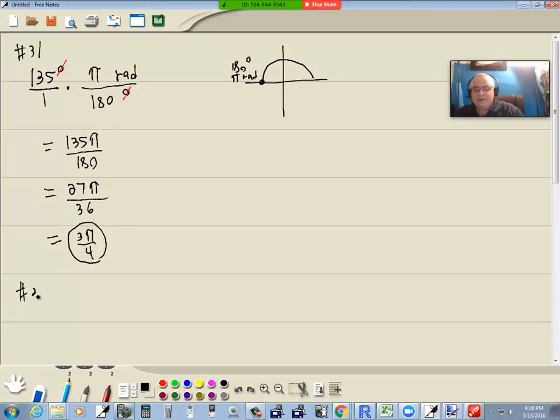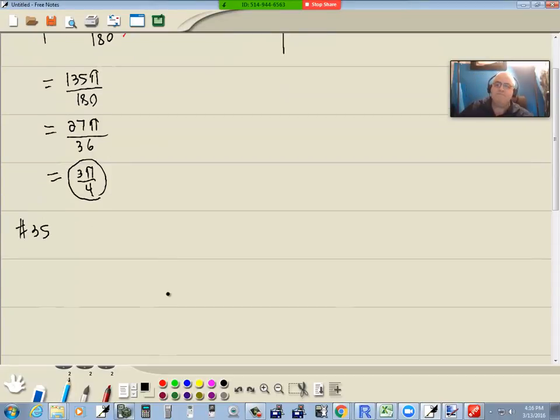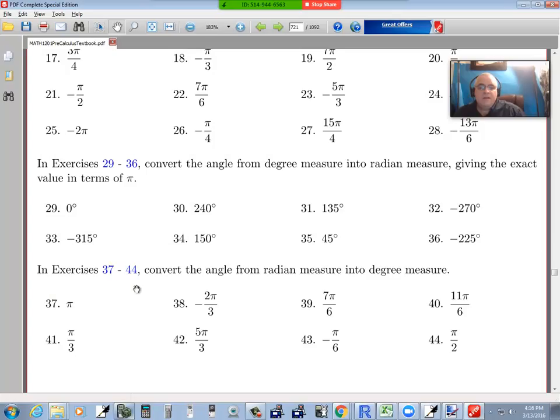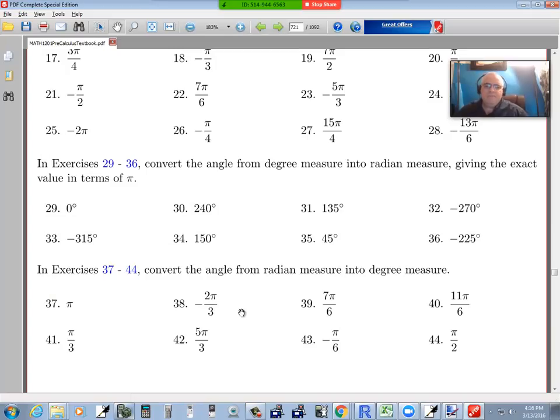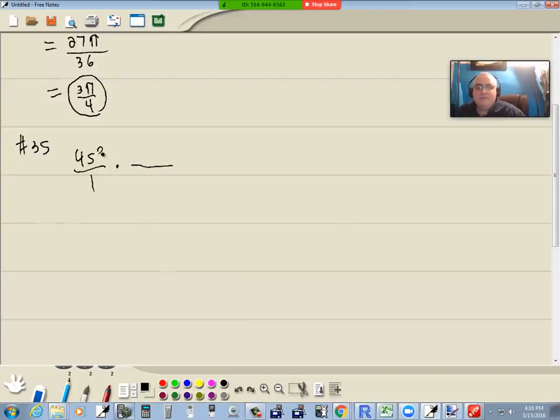Next one you're asking about is number 35. And 35 says convert from degree measure into radian, give the exact values. Okay, that's kind of the same thing. If degrees is up there, then degrees would be down here, and radians would be up here. And again, I'm looking for some kind of connection. I know 180 degrees is equal to pi radians. So again, the degree marks would cancel.